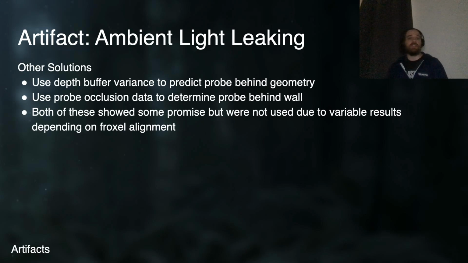Other solutions that we tried: use depth buffer variance to predict whether or not the probe is behind the geometry or not. And also we could use probe occlusion data that we had baked into the probes to determine whether or not it's close to a wall, or there's a wall between it and the Froxel. They showed promise, though they were jittery, and they were not consistent results. So ultimately, we did not use those.